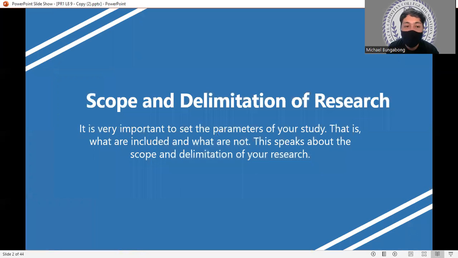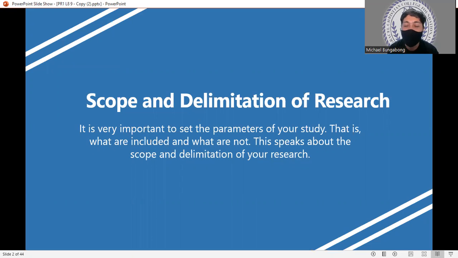So scope and delimitation of research, class, it is very important to set the parameters of your study, right? That is what are included and what are not. This speaks about the scope and delimitation of your research. All of us, class, have our own boundaries. We set our own boundaries, and the reason why we set them is that they measure how far we can go, or the measure of your patience sometimes. Pag lumalagpas na doon sa sinet mo na boundaries, hindi ka na okay, no?